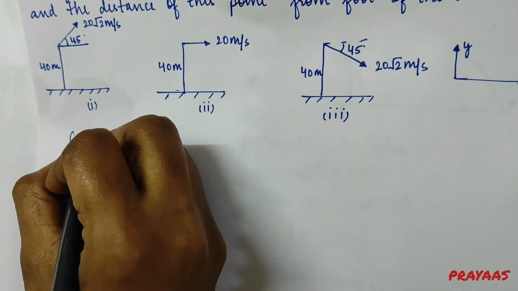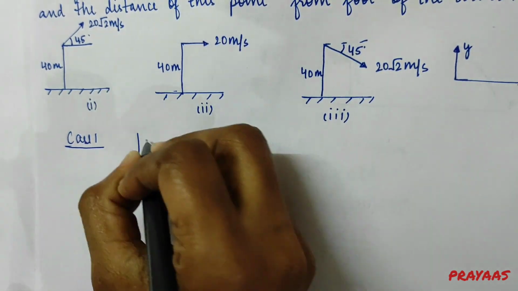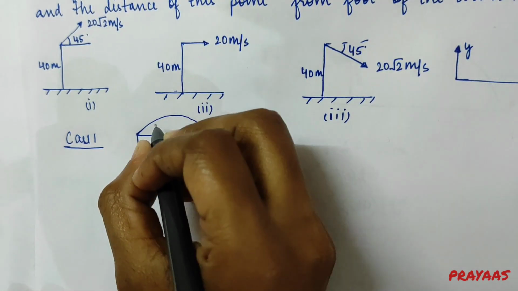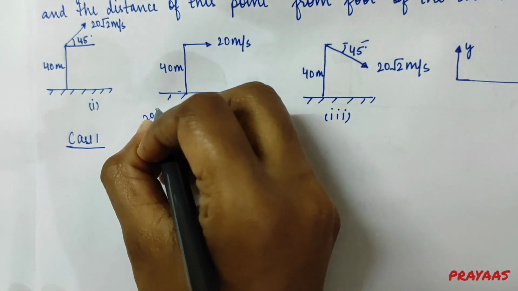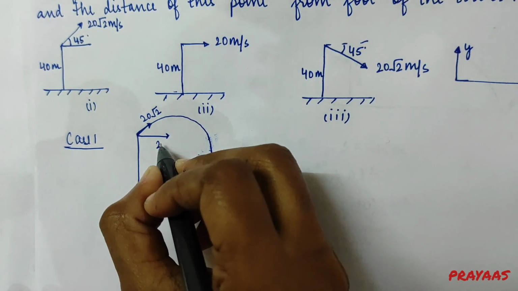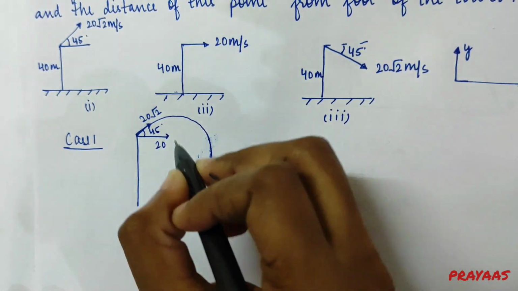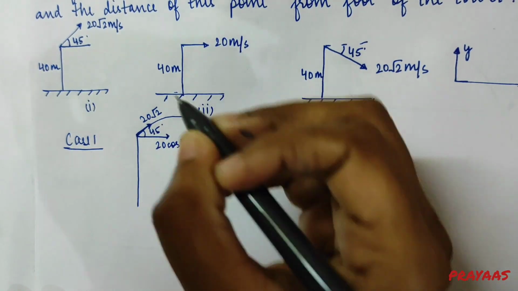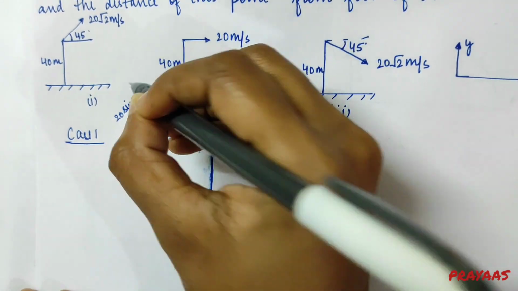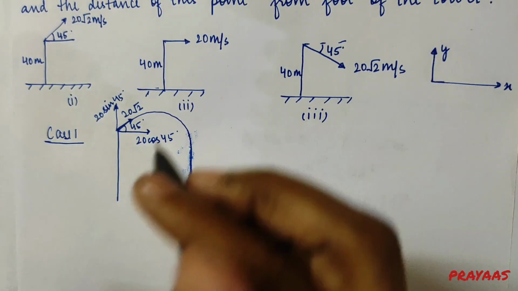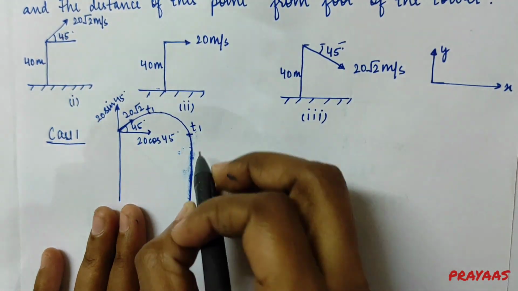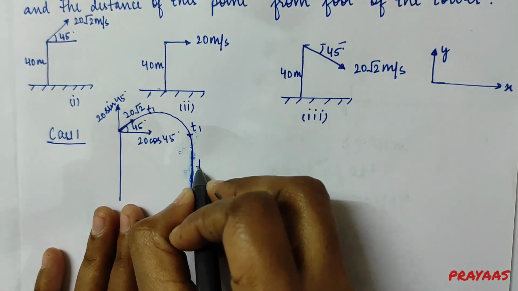So first of all I am taking case 1. In this case the particle will move like this. I am going to make two components of the velocity, one in x direction that is 20 cos 45, one in y direction that is 20 sine 45. Time from here to here, I am taking it as t1. This will also be t1. From here to here, I am taking time interval as t2.